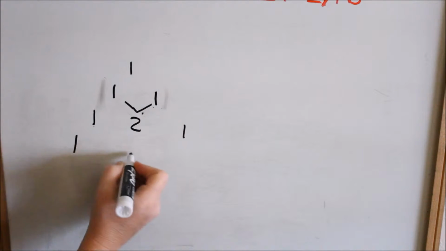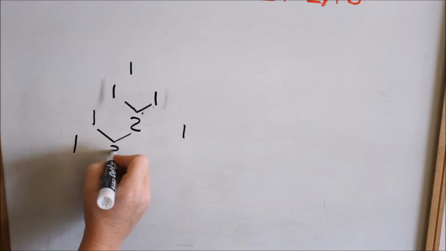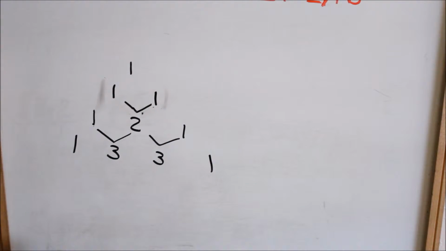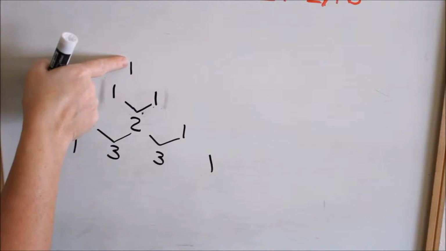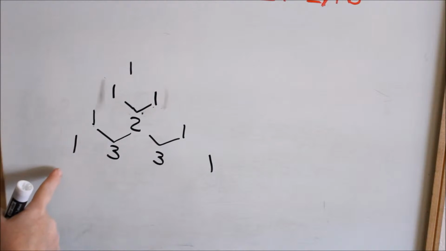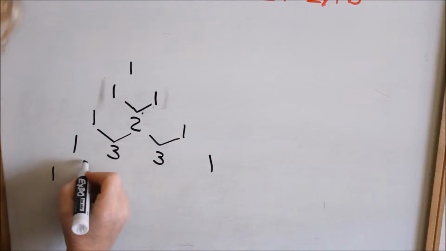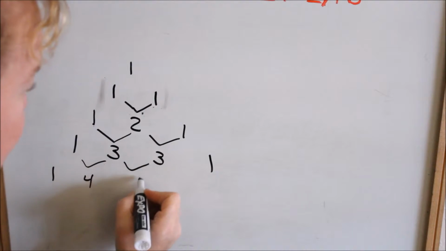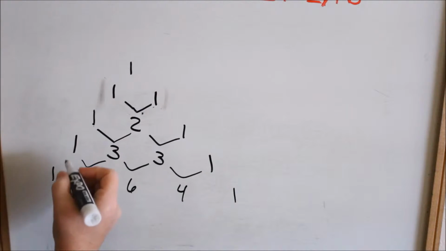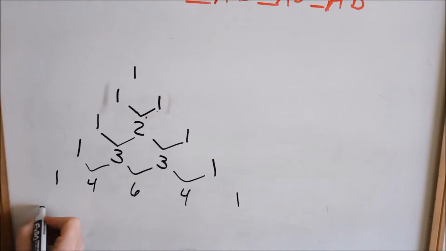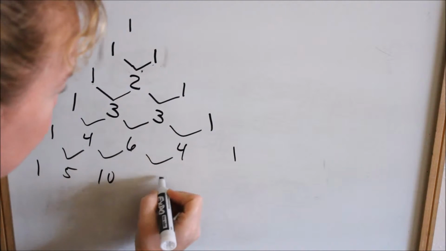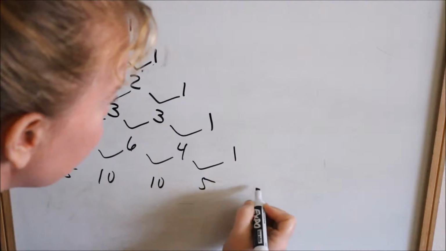I start with the 1. My next number is taking these two things added together to be a 3. These two things added together to get a 3, and then I end with a 1. Do you see at the top of the triangle I only have one number, then the next row I have 2, 3, 4, and you keep going. So I'll start with the 1, add these two to get a 4, add these two to get 6, add these two to get a 4, and then I'm going to end with the 1. Here I will have, let me make my triangle a little bit bigger, 1, 5, 10, 10, 5, and then end with the 1.